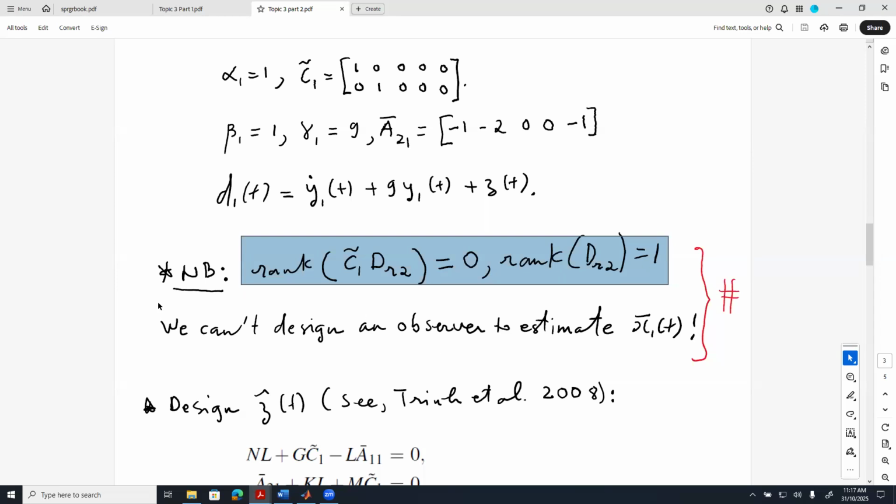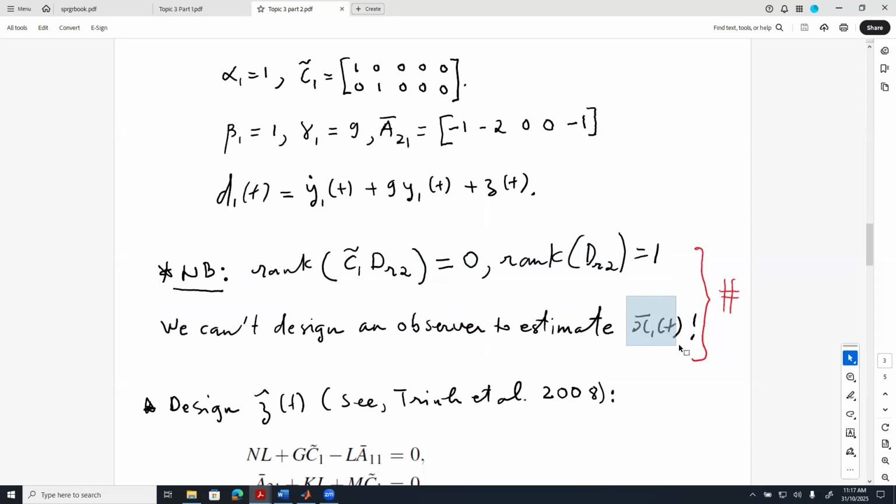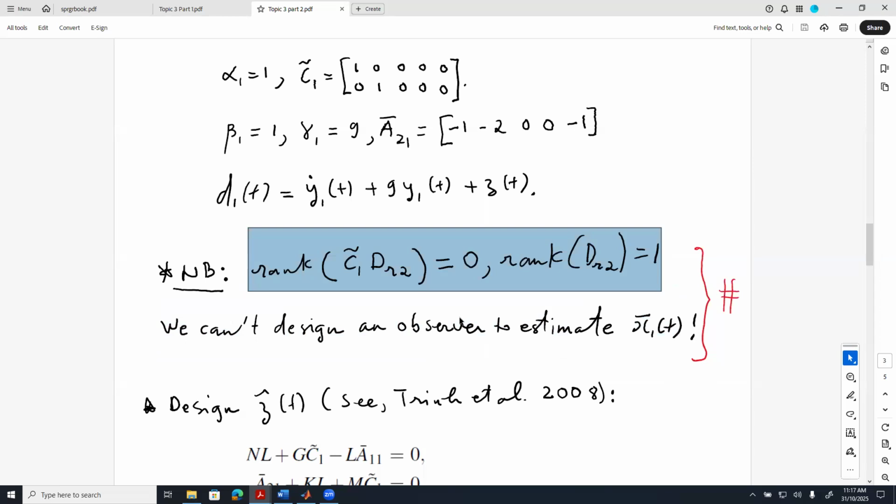So even if we want to design an observer to estimate the entire state vector of the reduced order system, we simply can't do it, because this matching condition does not work. We can't asymptotically estimate x bar 1 of t. You can see that it is not possible.